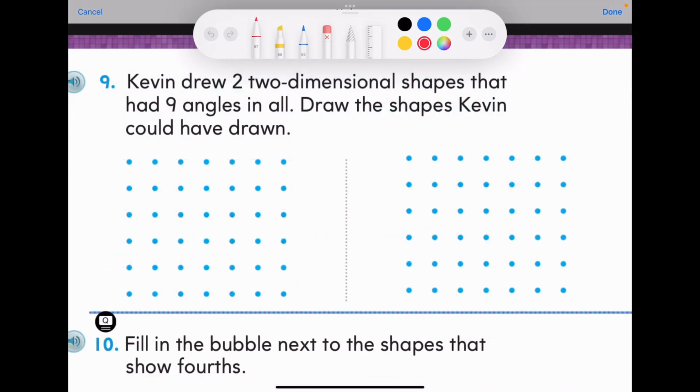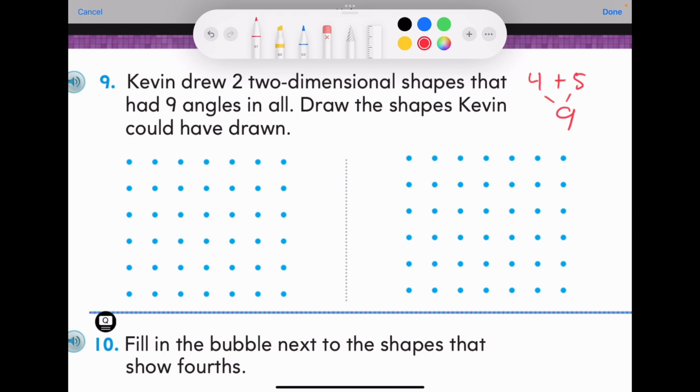Number 9 says Kevin drew two-dimensional shapes that had 9 angles in all. Draw the shapes Kevin could have drawn. Alright, so if they're 2-dimensional, they have to be flat. So we have 2 flat shapes, basically, that have 9 angles in all. So I know that usually angles come from corners. And I need 9 in all. Well, I know that 4 plus 5 equals 9. So which shape has 4 angles?